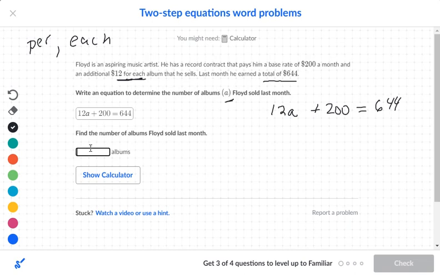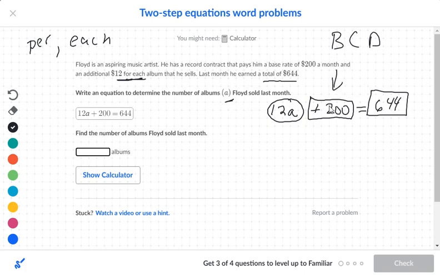Now what we want to do is figure out the actual number of albums sold. So we actually want to solve for the letter A. So we're going to use what we used before, the BCD rule. So circle your letters and box your numbers. You should realize that the 200 goes, so that's the negative 200. Okay, cross that out. So I get 12A is equal to 444. Now what I want to do is divide both sides by 12.